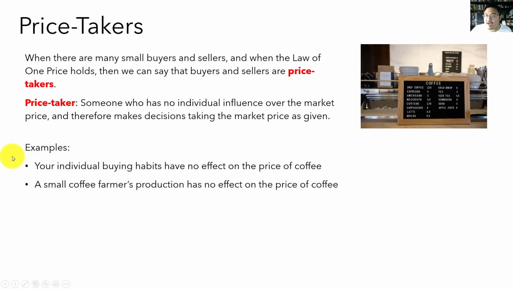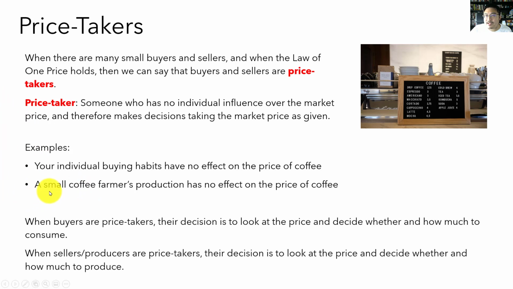So think about the market for coffee, right? Your individual buying habits for coffee are not going to have an effect on the price of coffee, right? Even if you doubled or even tripled your daily coffee consumption, it's not really going to change the price of a cup of coffee or a bag of beans. And similarly, a small coffee farmer's production is also not going to have an effect on the price of coffee. Whether a small farmer doubles, triples, or halves their production for a year, that's not really going to affect the global price of coffee in the marketplace, right? So I think it's easy to understand what it's like to be a price taker.